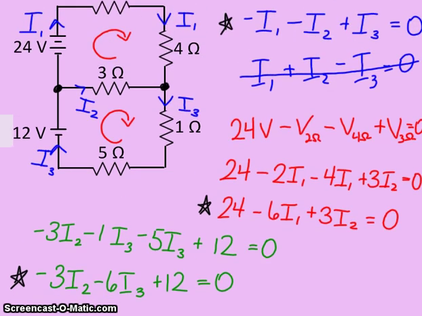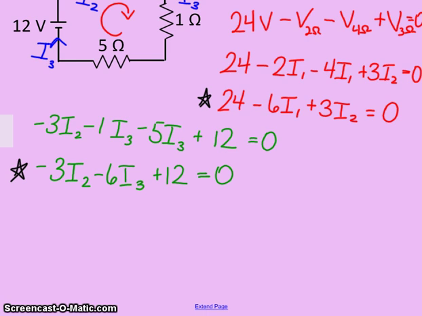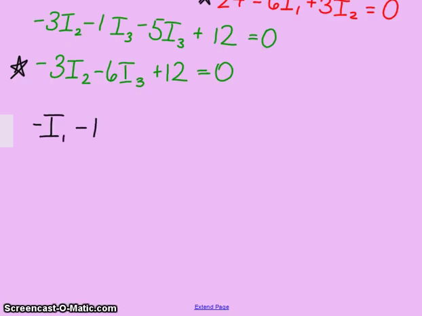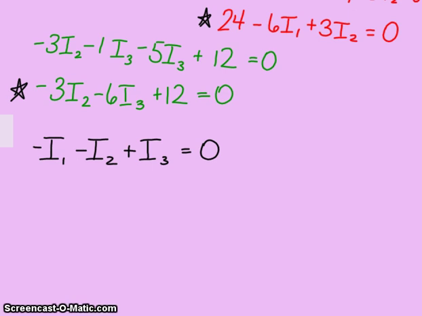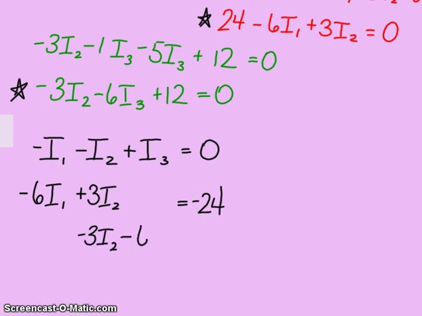So the first one, negative I1 minus I2 plus I3 equals 0. We don't really have to do anything with that one, so I'm just going to write it again down here. The next equation, that was that red equation that I have up here. I have negative 6i1 plus 3i2. I don't have any I3s. I'm actually just going to leave that blank and then put an equals negative 24. And for my last equation, I don't have an I1. I'm just going to kind of leave a space there. I have a minus 3i2 minus 6i3 equals negative 12.